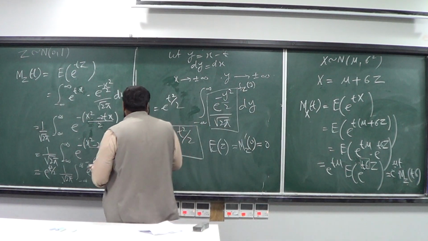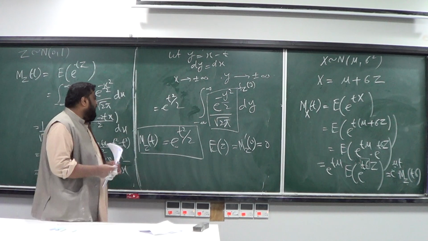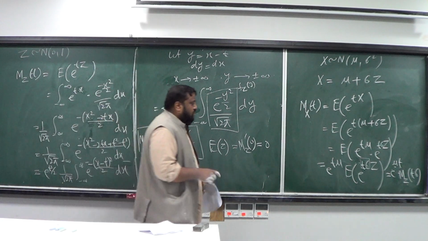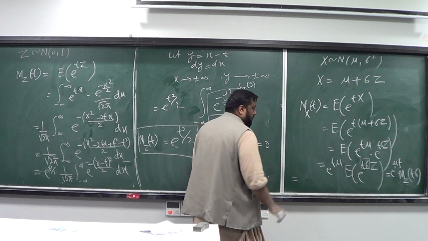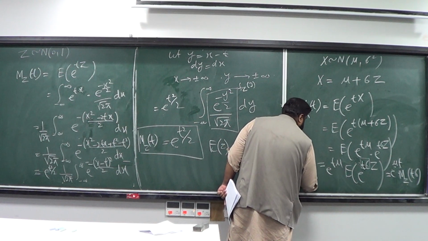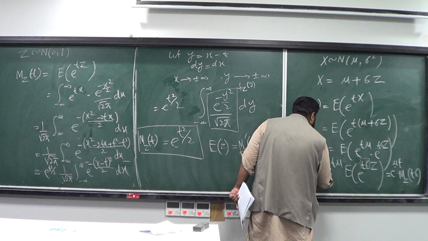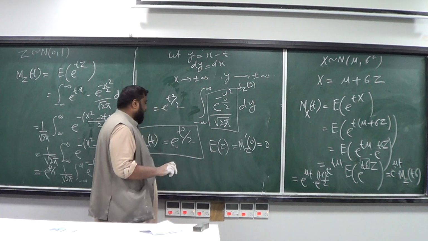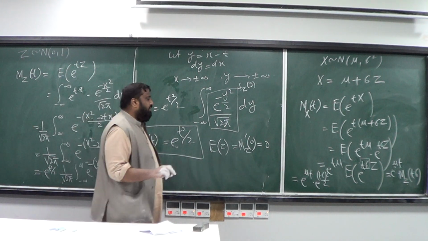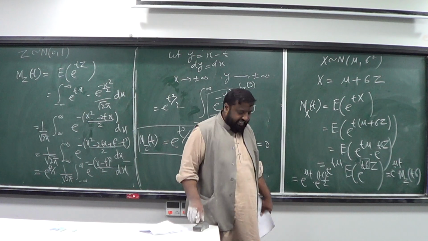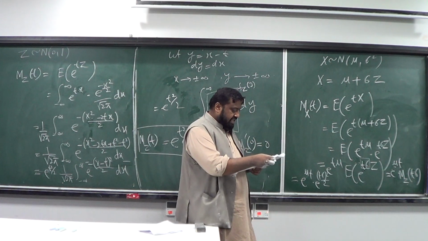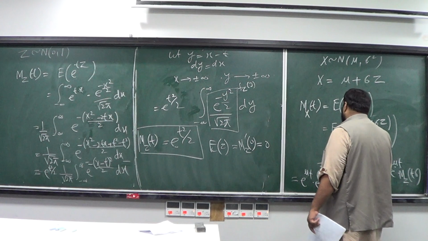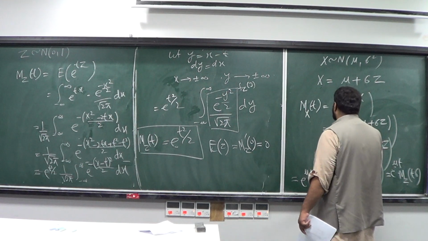Now I know the M_Z of t already. So M_Z of any input is equal to e to that input square divided by 2. So this would be equal to e to the mu t times e to the input, that is t sigma, square upon 2. Okay, this is what you're going to get. So if I simplify this, you're going to get the moment generating function.